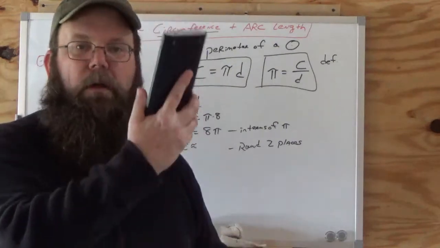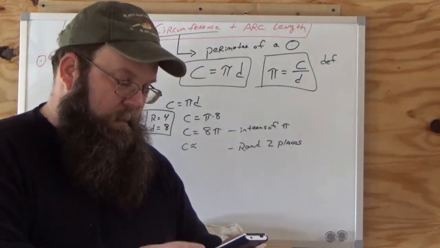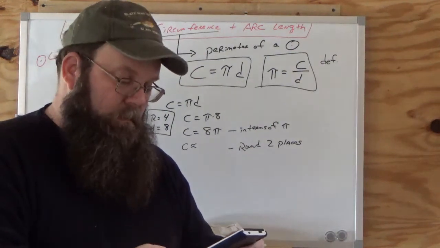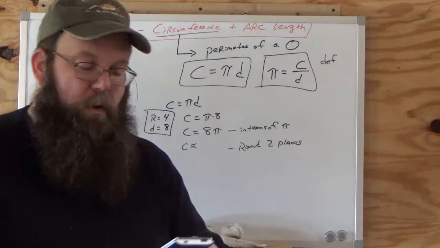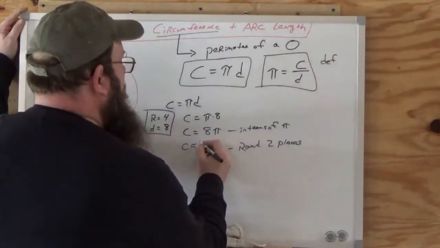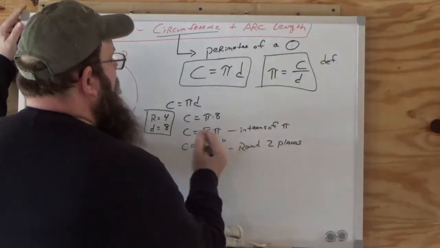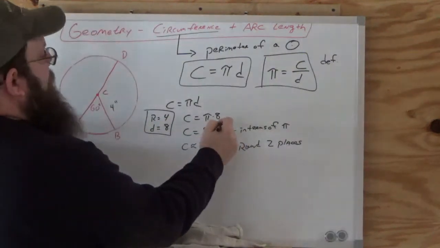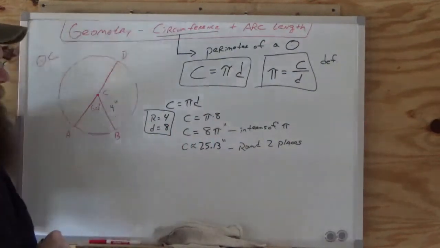You go to your calculator and you hit 8 times pi, and it's going to give you 25.1327, which I'm going to round off to 2 places, 25.13, and this would be in inches. The 8 pi is also in inches. Why is it in inches? Because we have inches here.